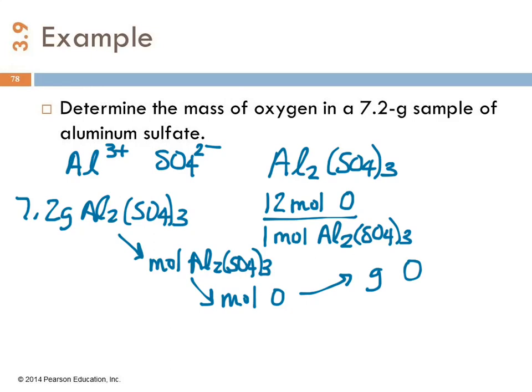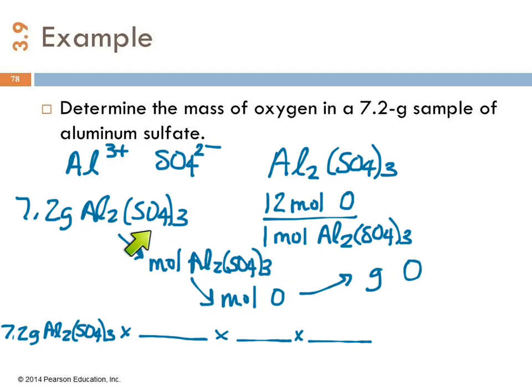So let's get this started here. 7.2. And yes, it's tedious to write all those letters and numbers. Just do it. We have 3 arrows, so we're going to have 3 factors. And just like Dora, here's our path: grams aluminum sulfate to moles of aluminum sulfate to moles of oxygen to grams of oxygen. That's what we put down here in the top. So we're starting with grams and we're going to moles.